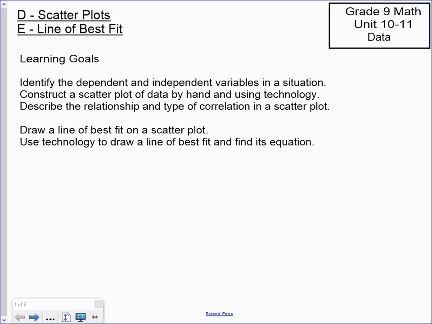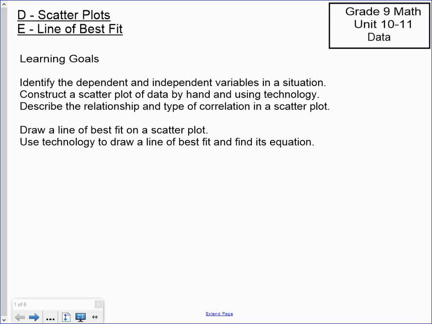All right, we're going to continue our work on Unit 1011 here, where we're looking at data. And today we're going to look at a different kind of graph called scatter plots. You've probably made scatter plots before, but we're going to go through the process of making them again and talk a little bit about how we're going to use them. And one of the things we want to be able to do with our scatter plot is drop a line of best fit on it. So we're going to look at those two topics today.